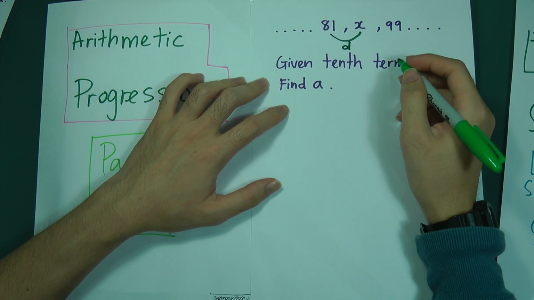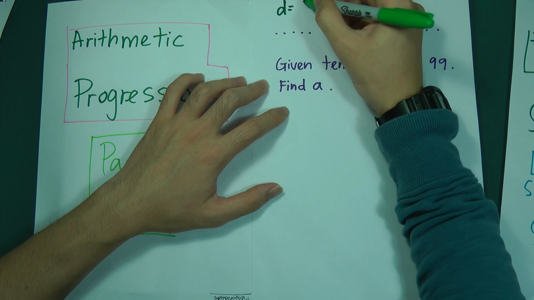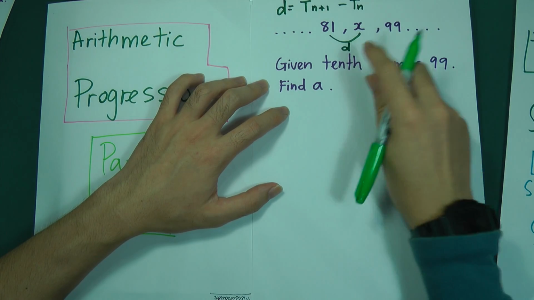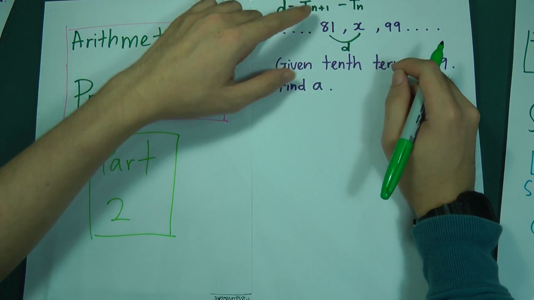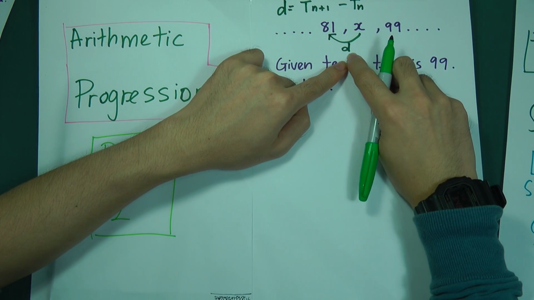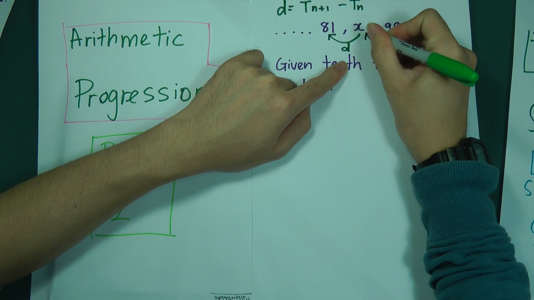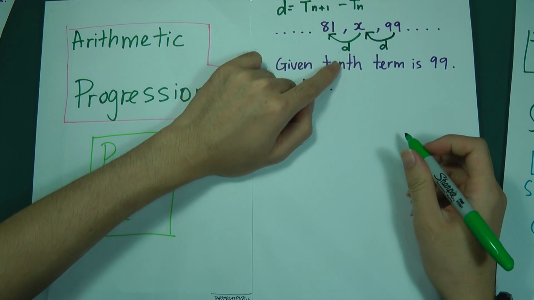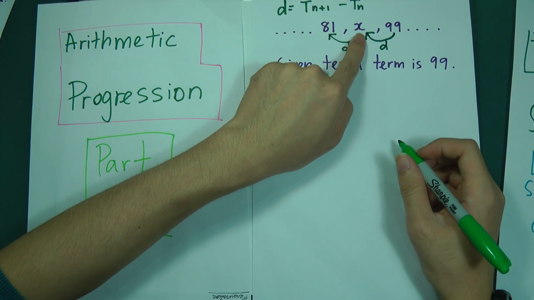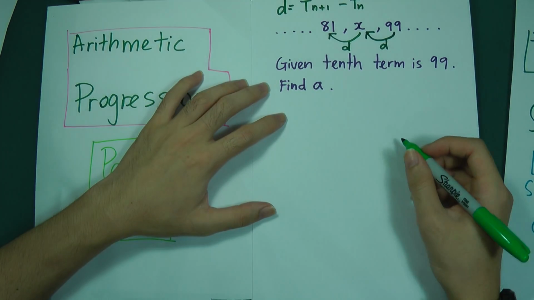Correct or not? Because in the last video I mentioned this formula, d will equal to tn plus 1 minus tn, means the next term minus the previous term. So x minus 81, I can get d. And of course I also can use 99 minus x, I can get d also. So if I do the comparison, I can easily get x. Sometimes the term in the middle you have to find using this method.